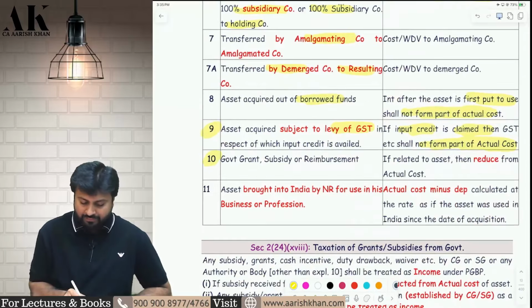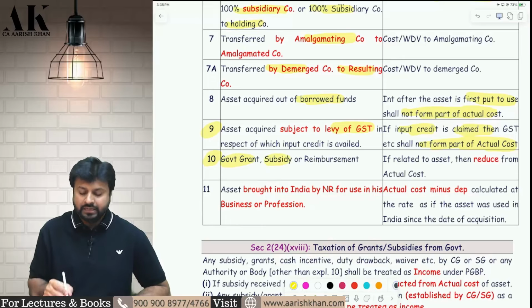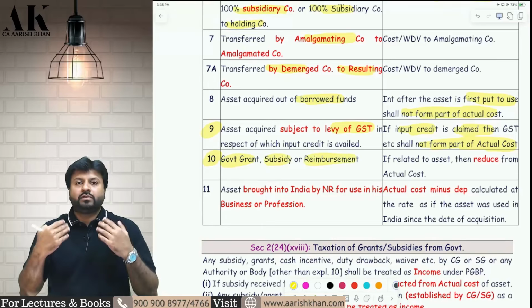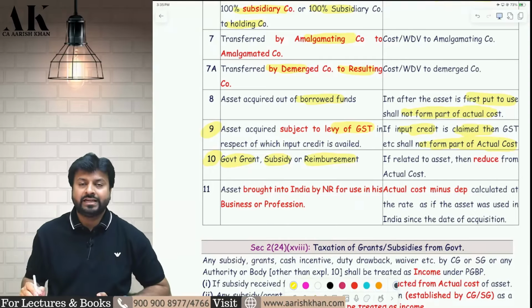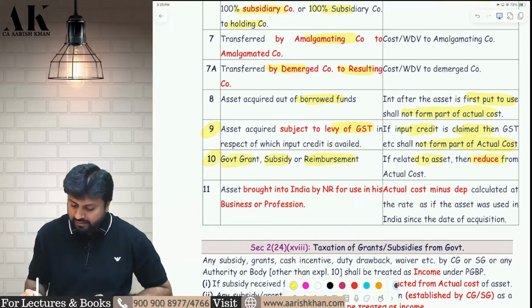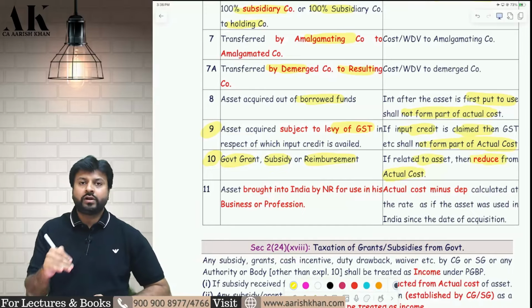Next one, very important explanation. If I am getting some government grant, or if I am getting some subsidy, if I am getting some reimbursement, obviously for fixed asset, then in that case it will be reduced from the actual cost. You have to reduce from the actual cost.